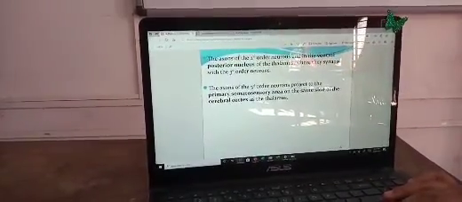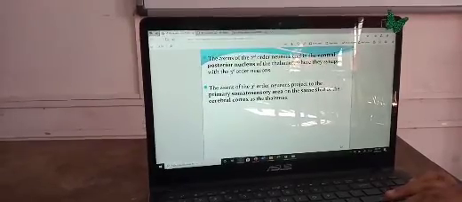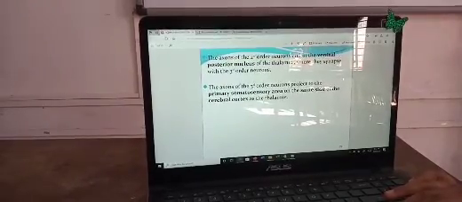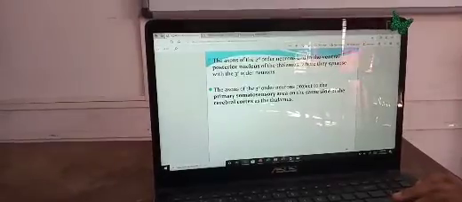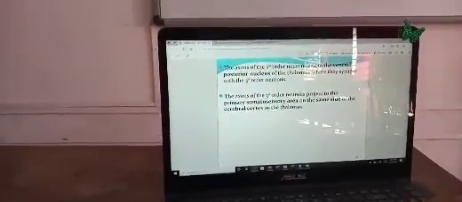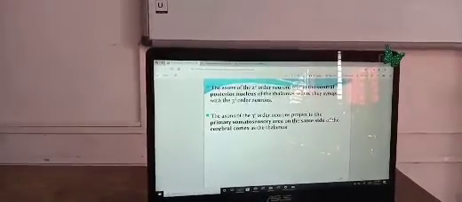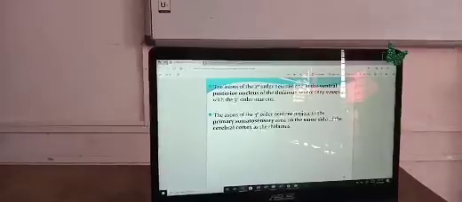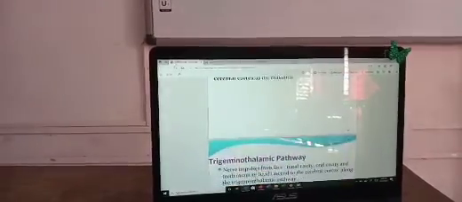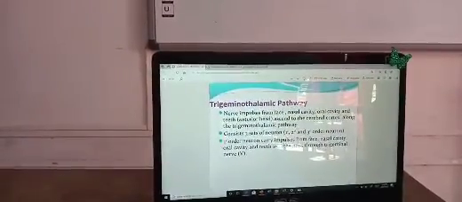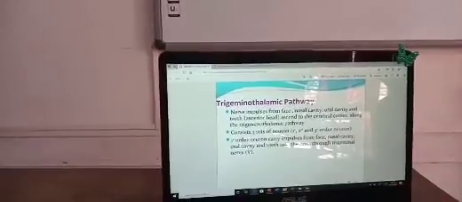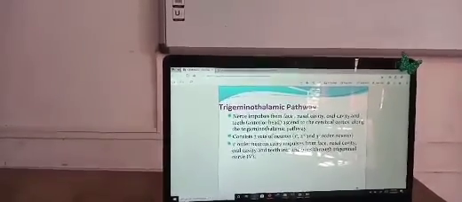The axons of the second order neuron end in the ventral posterior nuclei of the thalamus, where they synapse with the third order neuron. The axon of the third order neuron projects to the primary somatosensory areas of the cerebral cortex from the thalamus. So I have all these pathways here. If you are interested, you can always go through them.